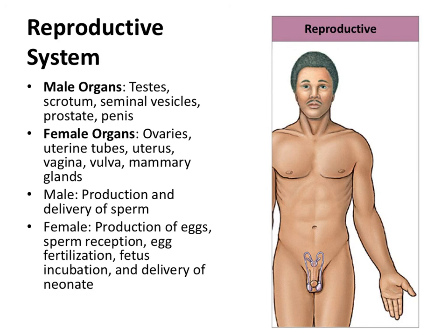Anyway, so we're going to take that perspective, looking at the male organs, the testes, scrotum, seminal vesicles, prostate gland, the penis. Female organs, including the ovaries, uterine tubes, uterus, the vagina, the vulva, which is the collective term for the external genitalia, and we'll actually go out of the pelvis into the breast for the mammary glands.